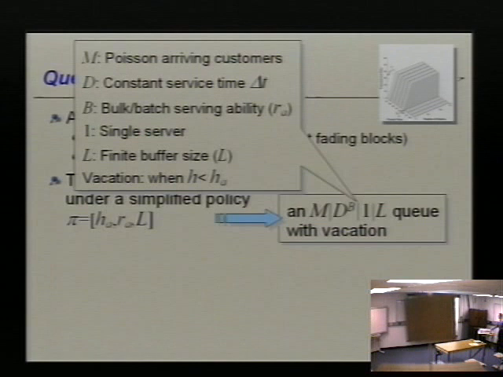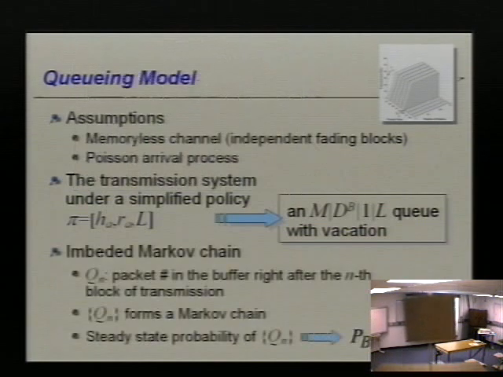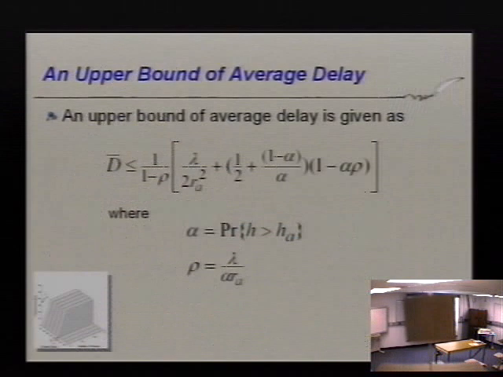Okay, so for this embedded Markov chain technique, we assume that Qn is the number of packets at the departure time after every block of transmission, and this Qn forms a Markov chain, and the steady-state probability can be easily obtained. You can use the steady-state probability of this embedded Markov chain to evaluate the block rate and average transmit power. But for the average buffer delay, we can derive an upper bound simply by this equation here, by introducing some approximation in the queuing model.